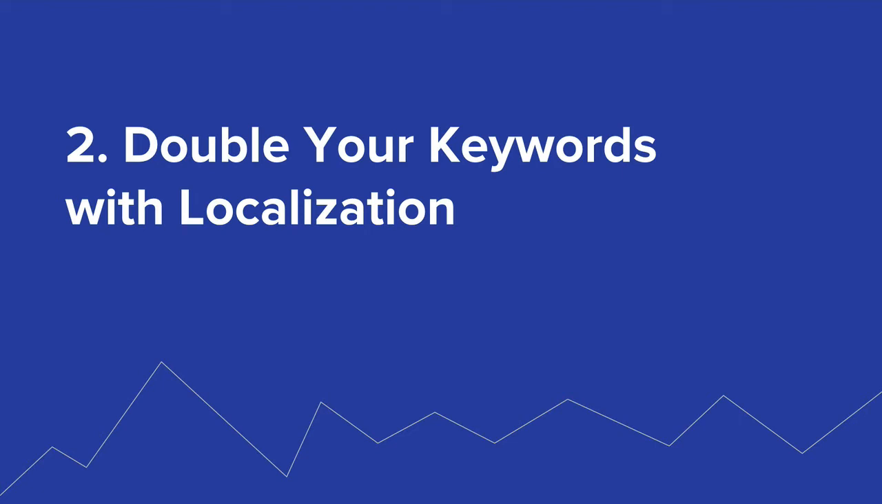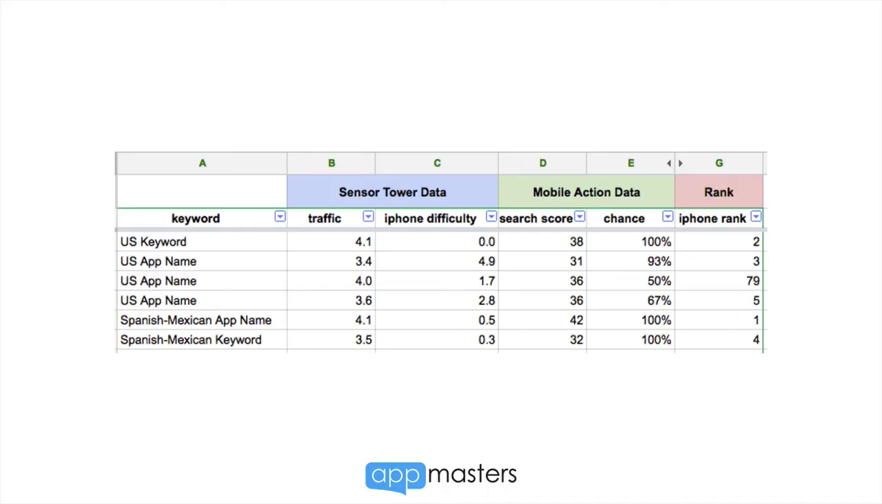For example, the US App Store indexes the Spanish Mexico localization, which means you could put English keywords into the Spanish Mexico localization, English app name, English keywords, and still rank for that particular keyword. And here's proof. So back to my old slide.